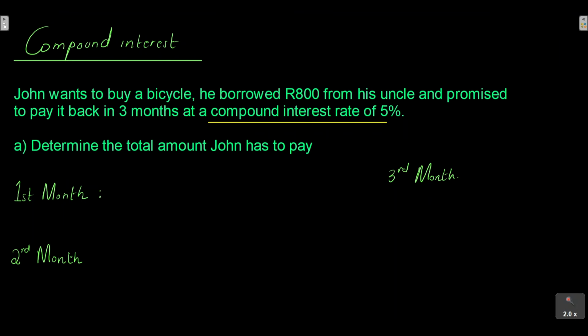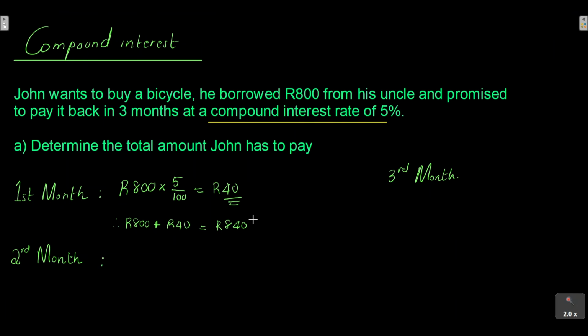Okay, let's see. He borrowed 800 Rand. So we're going to take that 800 Rand and multiply it by 5%. 5% is the same as saying 5 divided by 100. How much do we get? We get 40 Rand. So the interest that he'll pay in the first month is 40 Rand. That means that if he had to pay back his uncle's money in the first month, he would pay him back 800 Rand plus the 40 Rand, which is equal to 840 Rand.